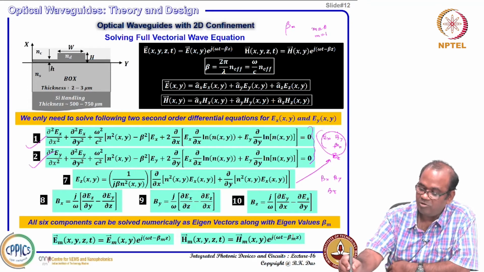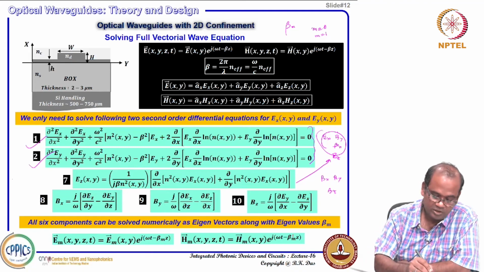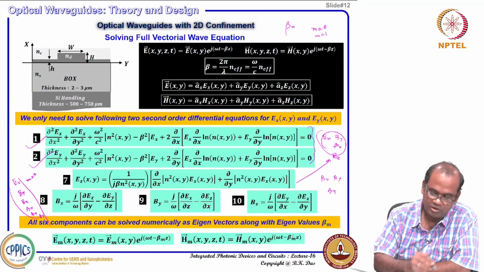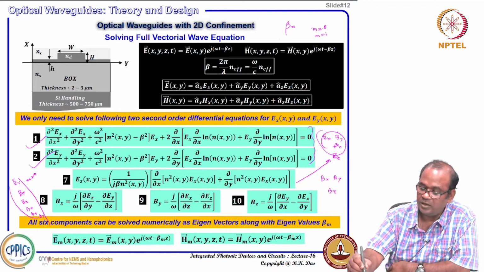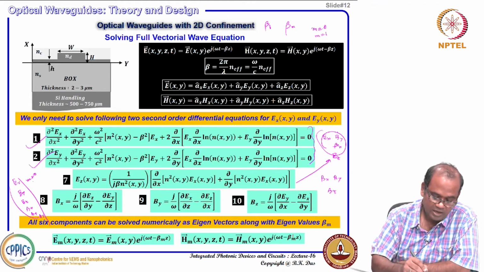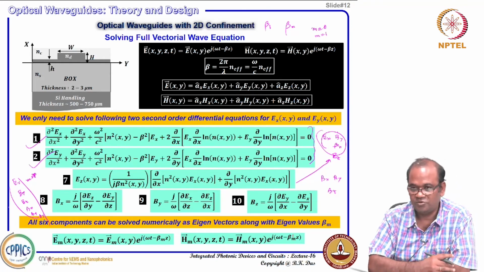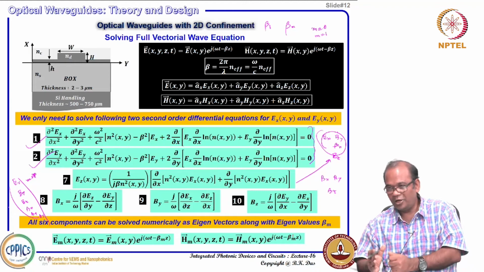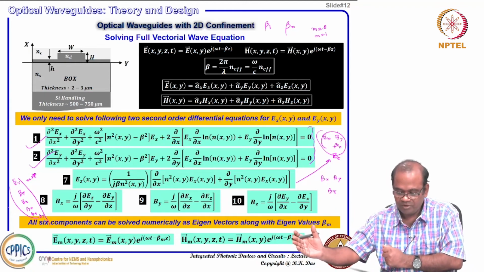For m equal to 0, you get a set of solutions for Ex, Ey, Ez, Bx, By, Bz. That corresponds to m equal to 0, one solution you will be getting. For m equal to 1, you will be getting a beta 1 and another set. So all the field components you will be getting as a function of x, y, and the corresponding beta value you will be solving.